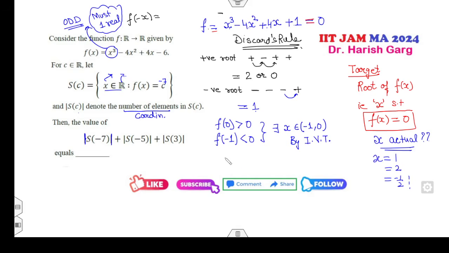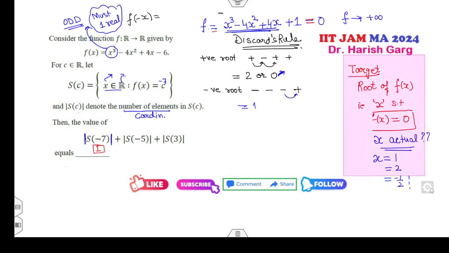Fine. Now, out of the 3, one negative root is found, the other 2 will be there. Okay, either 0 positive roots. Fine. And you can see f(0) is positive, and for larger values of x, it goes to plus infinity. That means there is no positive root. That means all the others are complex roots. Complex roots always occur in pairs. So what is the value for -7? 1. Fine. Similarly, we can check the second part.